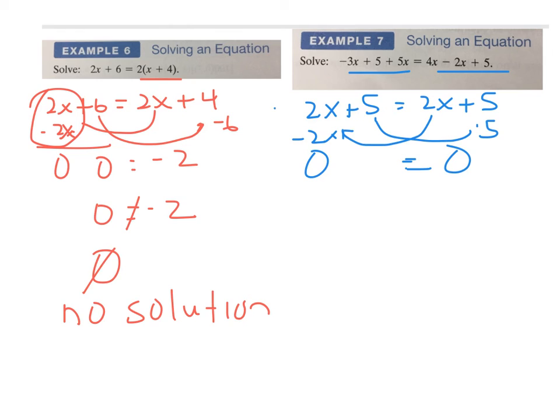So my equations were the same, my numbers were the same, and so this is what's called all solutions. So as long as you get the same numbers equaling each other, no letters, it's all solutions.